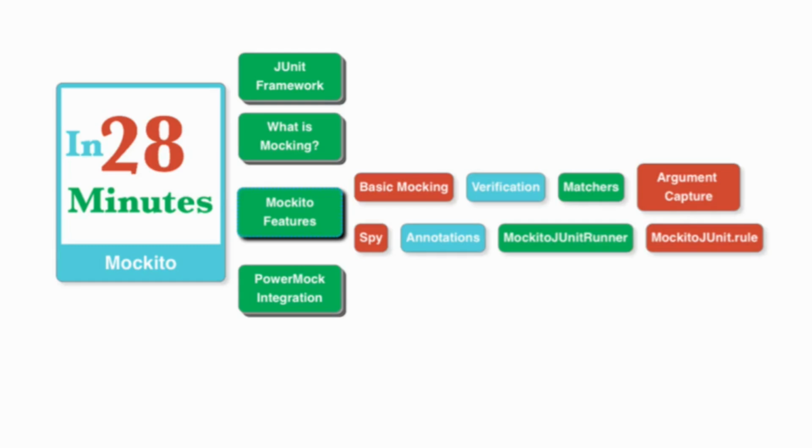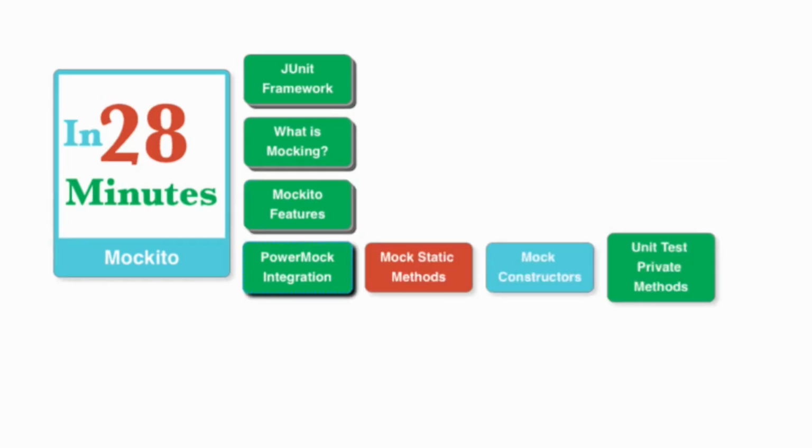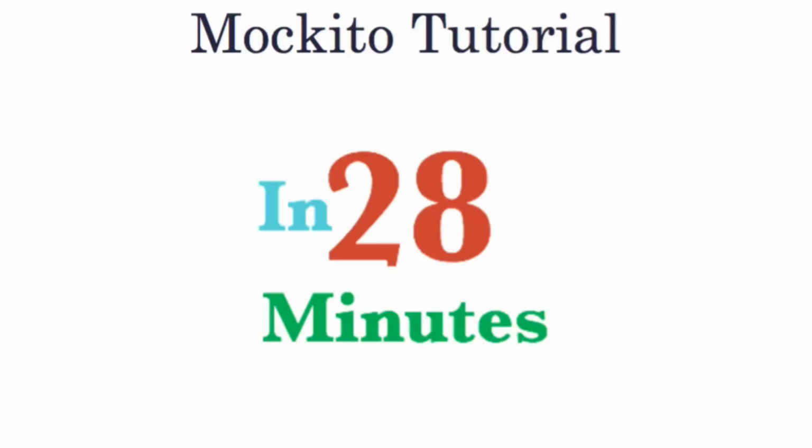We will also understand how to create spies, so we will use Mockito JUnit Runner and the Mockito JUnit rule. We will integrate Mockito with PowerMock to be able to mock static methods, to be able to mock constructors as well. And also we'll use PowerMock to unit test private methods. The only prerequisite for this course is that you need to be a good Java programmer. We will help you set up Eclipse and Java.